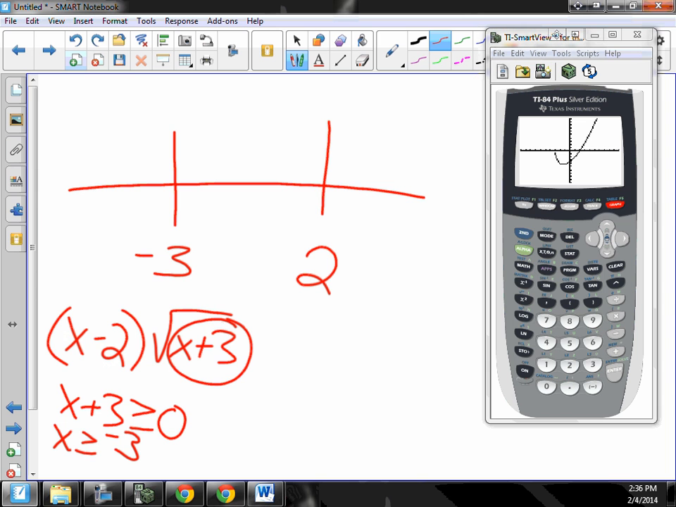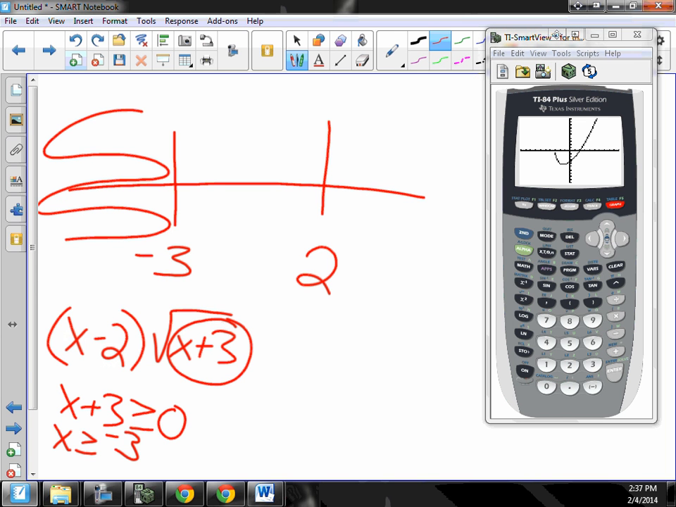Okay? So on this line that I've drawn, this doesn't even exist. I don't need to worry about those. Because negative 3, anything smaller than negative 3 will give me undefined. Well, it'll give me an i, which technically is undefined. Okay?